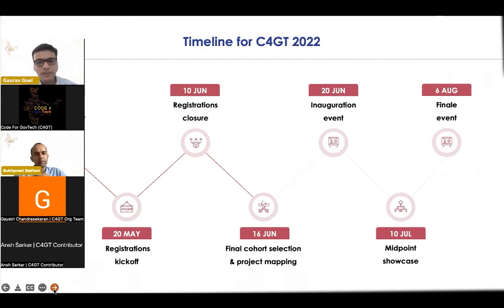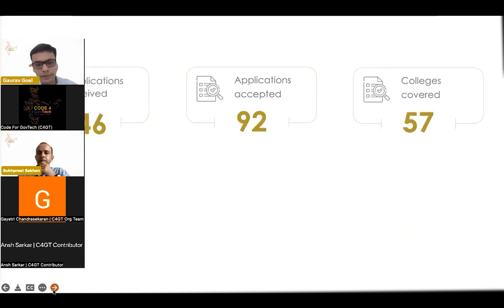We move on from here. So that's the timelines that we have for the inaugural year of Code for GovTech. If we can move on, yeah.